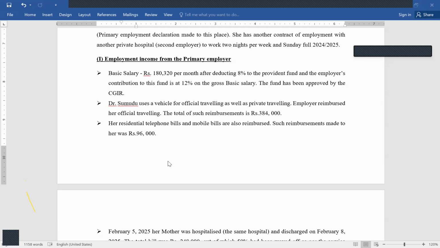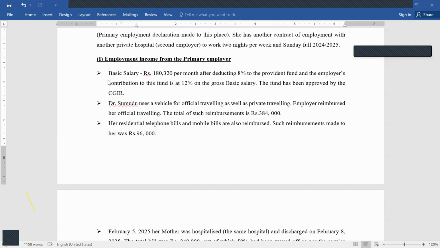You can go to section 5 and schedule 3. In the schedule, the exempt amounts are mentioned. In addition to that, in my presentation also, I have mentioned these details, so you can refer later. Then we can start calculating the tax liability of Dr. Sumudu. What is the salary that we should consider for the assessable income? Calculate that liability.